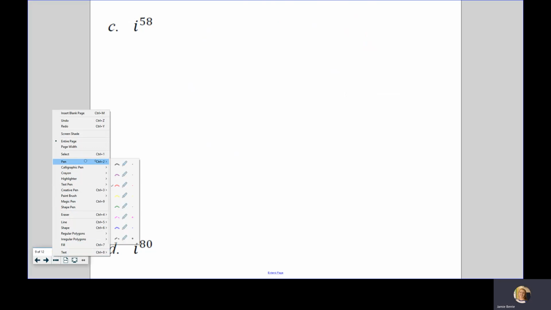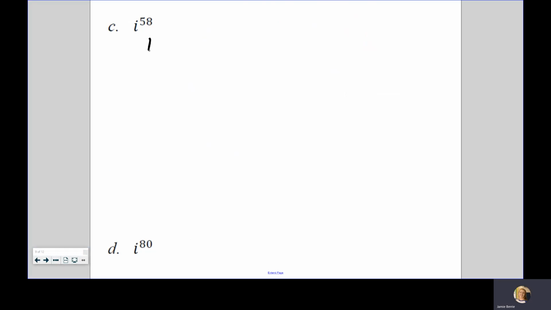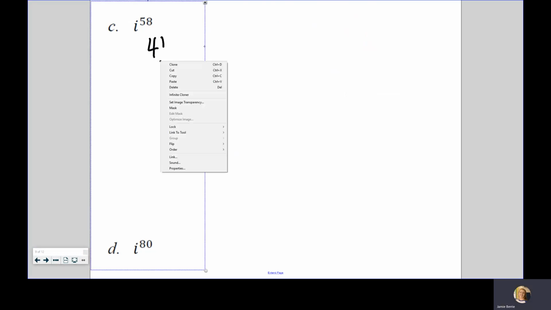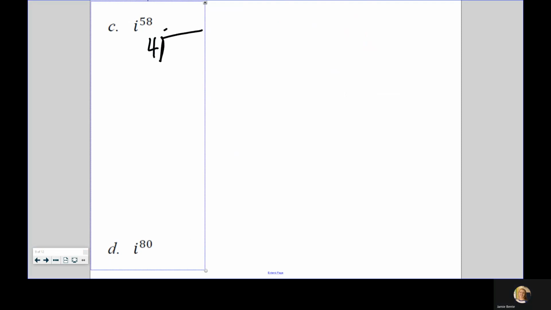We got 2 more. i to the 58th. All right, so we're doing 4, long division. 4 divided into our exponent, which is 58.